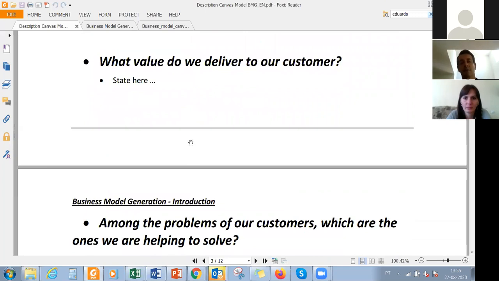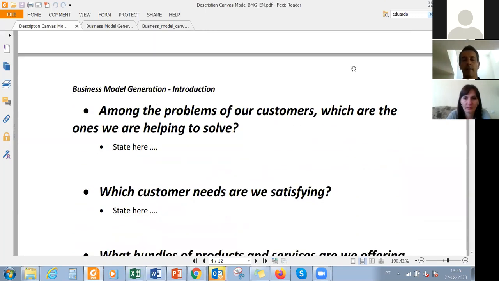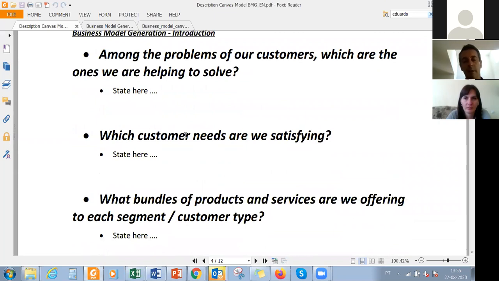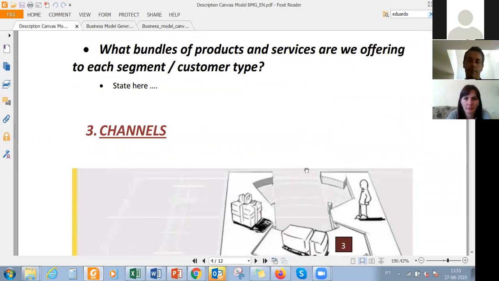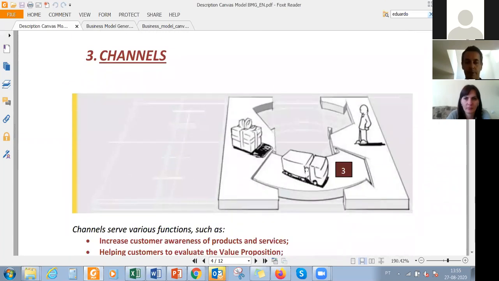The key questions: what value will we deliver to our customer? What is the problem that we are solving for our customers? Sometimes we are not solving a problem, but we are satisfying a certain kind of need. This is the value proposition.